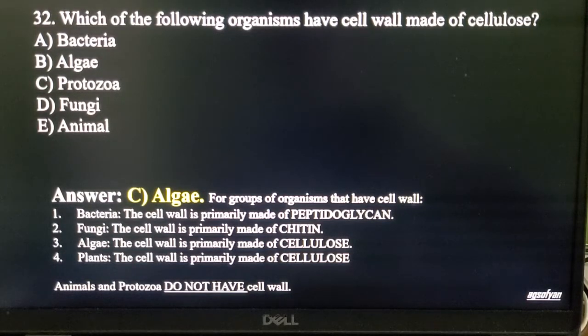Bacteria is not correct because their cell wall is made of peptidoglycan. Protozoa is incorrect because they do not have a cell wall. Fungi is incorrect because the cell wall of fungi is made of chitin.